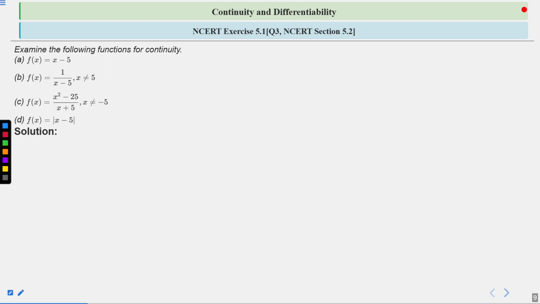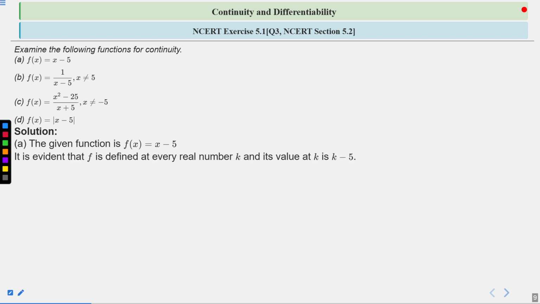So let us start with the solution part. For part A, the given function is f(x) is equal to x minus 5. Let us discuss the continuity of the given function. It is evident that f is defined at every real number k, and its value at k is basically k minus 5. It is also observed that the limit as x tends to k of f(x) will be equal to the limit as x tends to k of x minus 5, clear?